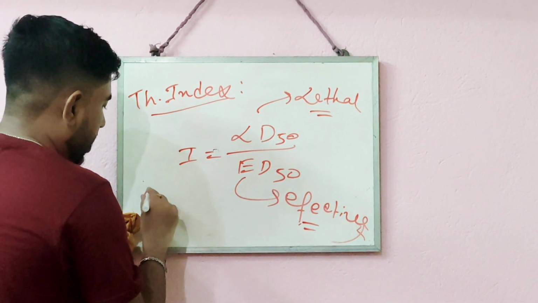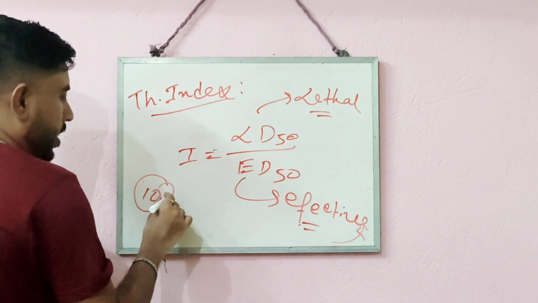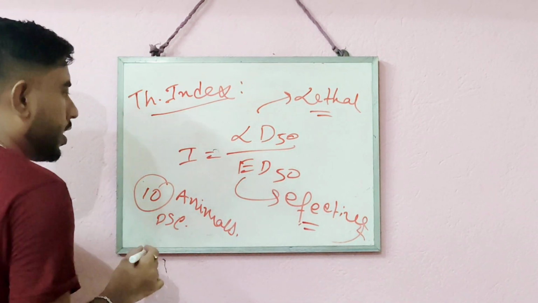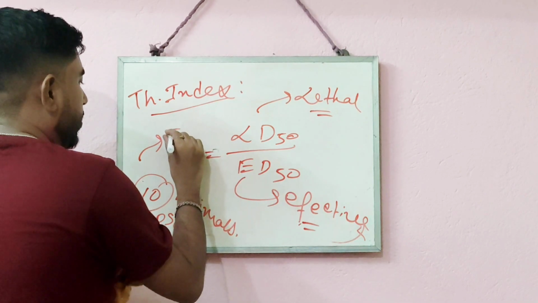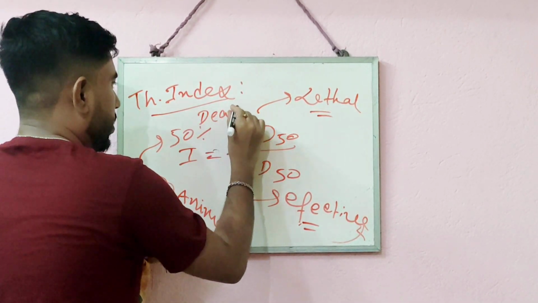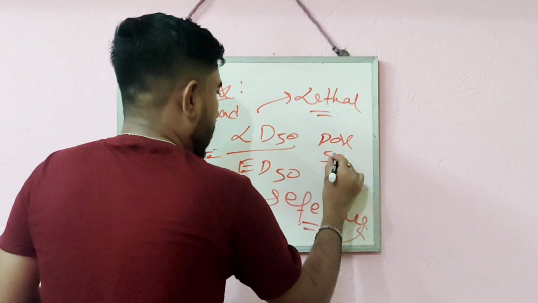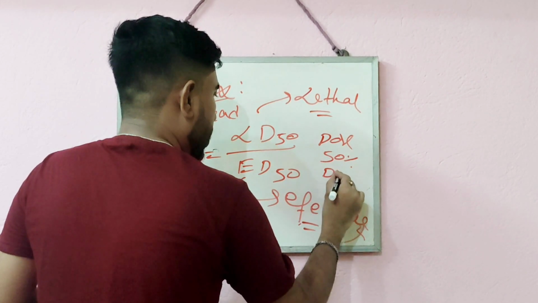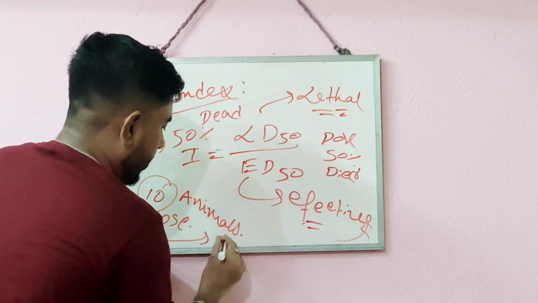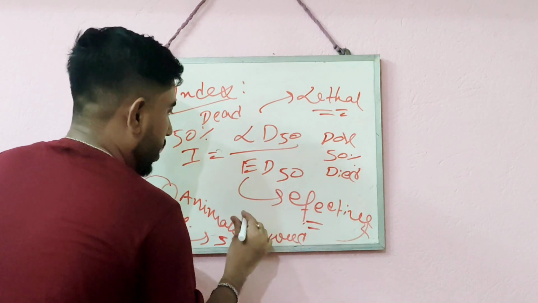Just suppose you are taking 10 patients with a particular disease, or 10 animals with a particular disease. If after taking one drug 50% of the animals are dead, that is called the lethal dose. So the dose where 50% of animals are killed or died is called the lethal dose, and the dose where 50% of animals are getting cured is called the effective dose.